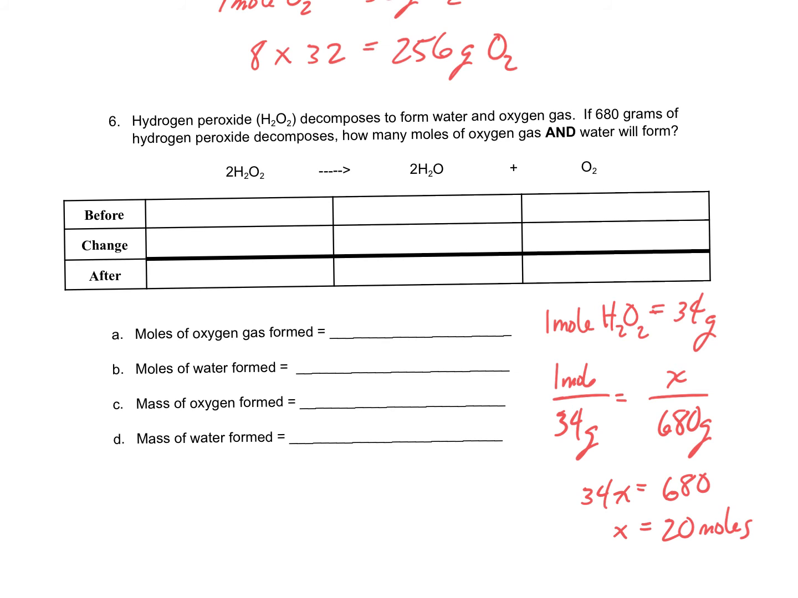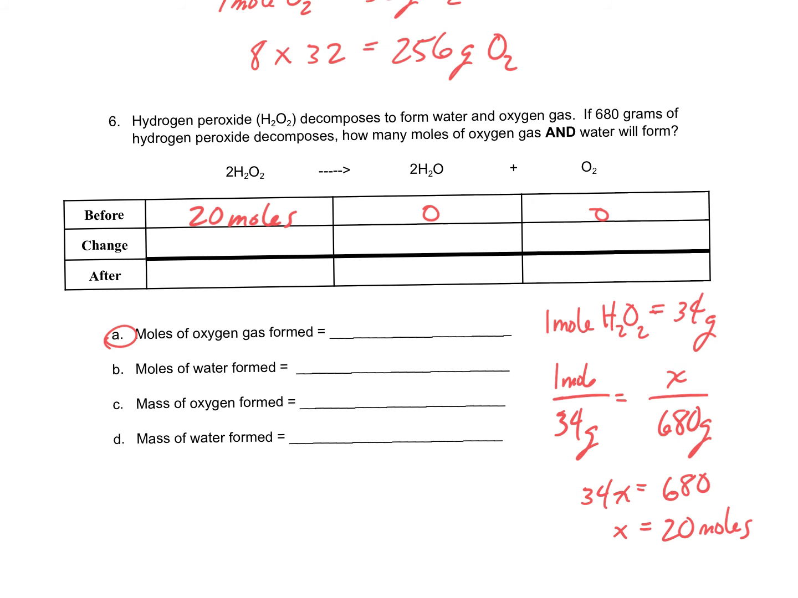All right, so we're given 20 moles of hydrogen peroxide. Let's put that into our table. We're given 20 moles. And in the before, we have not formed any water yet. We have not formed any oxygen yet. Okay, so now let's see how many moles of oxygen we can form.